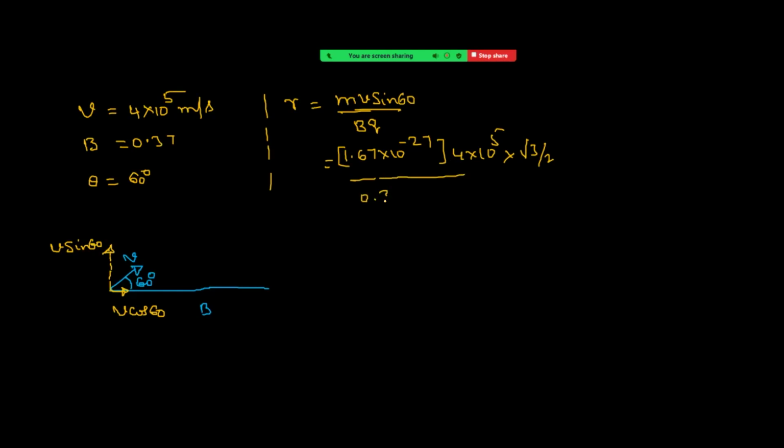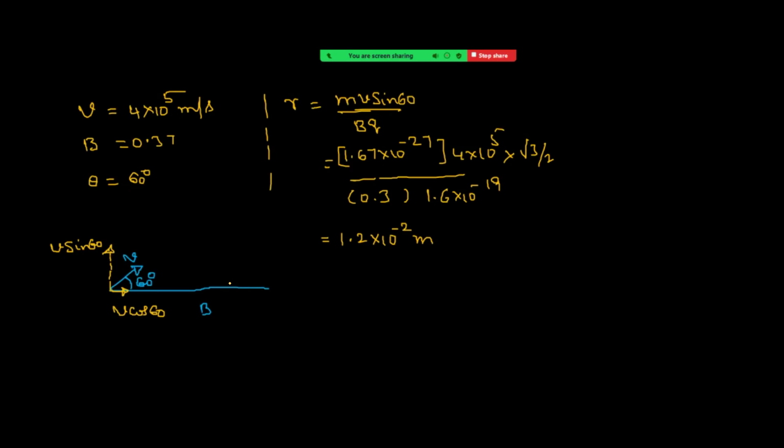B value 0.3 Tesla and a charge of proton, it is 1.6 × 10 power minus 19. Okay. So now we have to simplify this. Then you are going to get 1.2 × 10 power minus 2 meter. Okay. So it is a direct one.